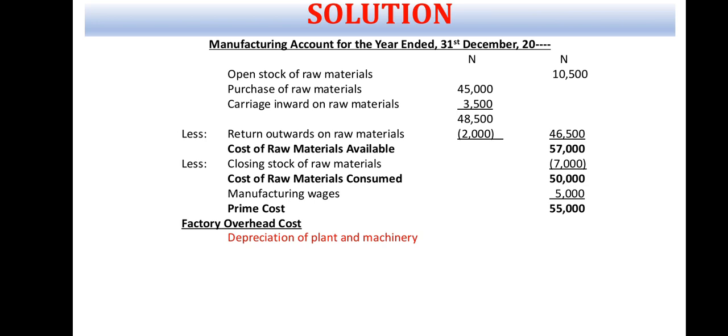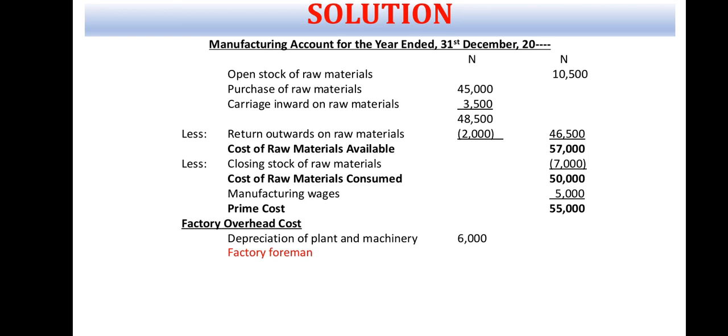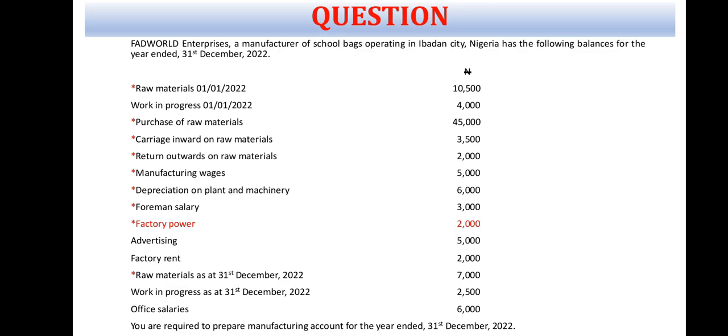Let's look at other indirect expenses. So we have 4 months salary. So 4 months salary is 3,000 naira. It's also an indirect expense. 4 months salary, factory foreman, 3,000 naira. So we have factory power, 2,000 naira.